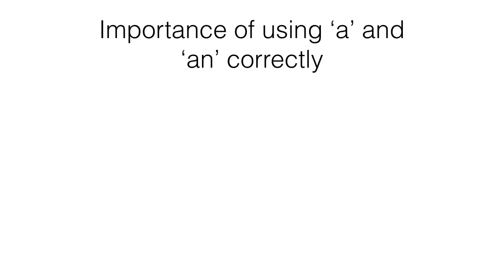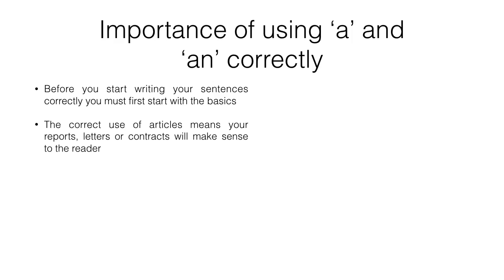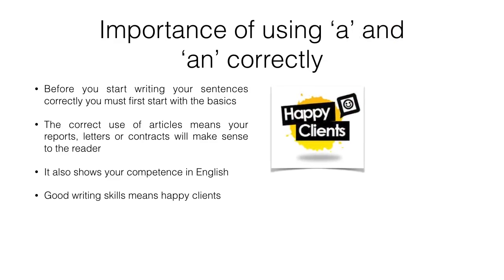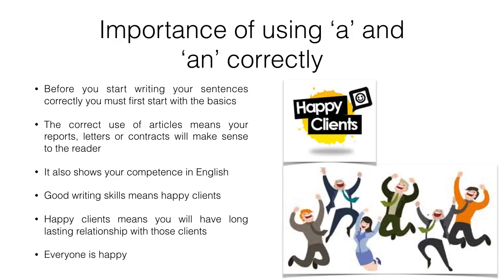Importance of using a and an correctly. Before you start writing your sentences correctly, you must first start with the basics. The correct use of articles means your reports, letters or contracts will make sense to the reader. It also shows your competence in English. Good writing skills means happy clients. Happy clients means that you will have long-lasting relationships with those clients, which means everyone is happy.